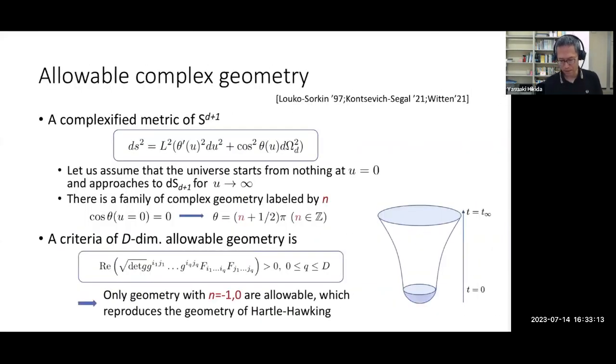Let us say more concretely about it. We assume that the universe starts from nothing at, say, u equals 0, and approaches our universe, namely a de Sitter space, at u to infinity. Universe starts from nothing means this term vanishes at u equals 0. So at u equals 0 we assign this to be 0, and this means theta takes this value. The important point here is that this n can take any integer value. Therefore, we have a lot of candidate geometries, which are labeled by one integer.